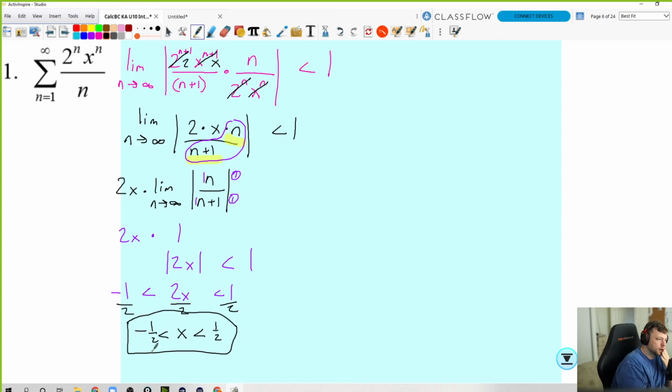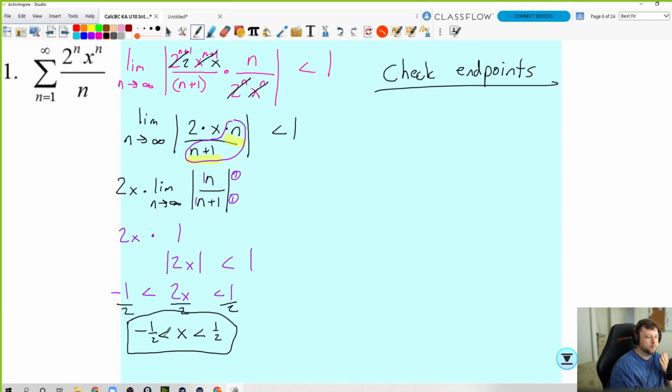However, you need to check the endpoints. And when I say check the endpoints, I mean the endpoints are the left and right sides right here, 1/2 and -1/2. I need to check when you plug in these numbers to this, will it converge or diverge? Because the ratio test is inconclusive at those endpoints.